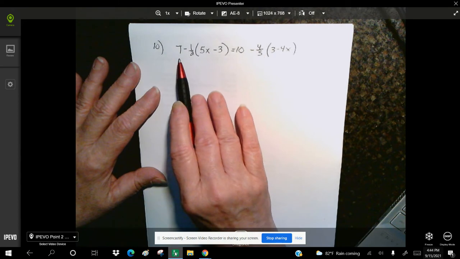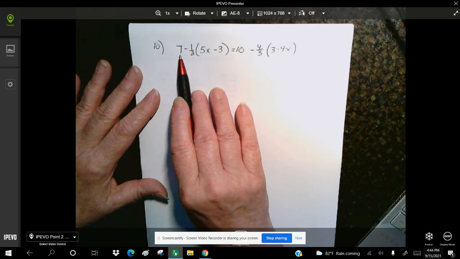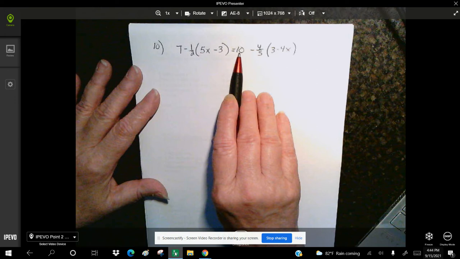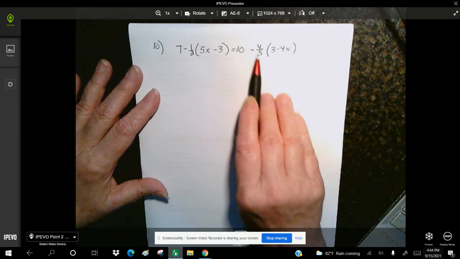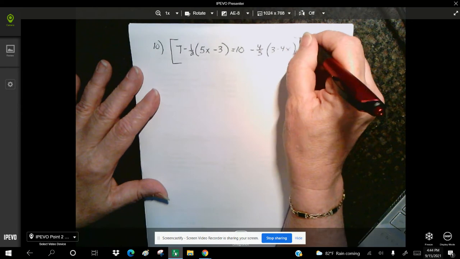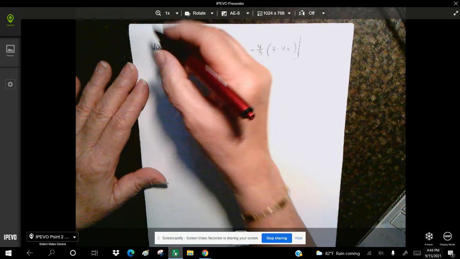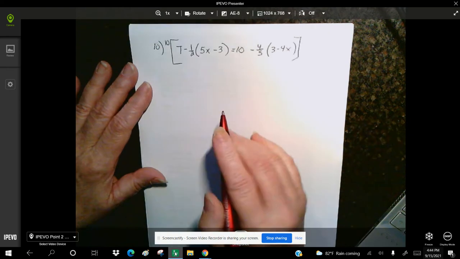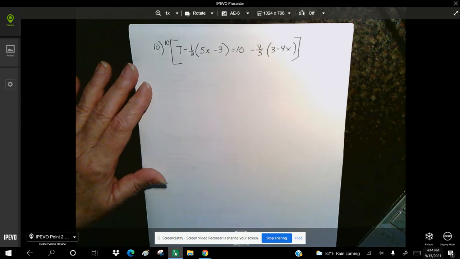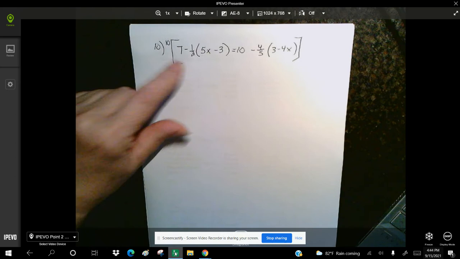First of all, a term is defined as anything that's added or subtracted together. So the 7 is a term, this whole thing is a term, the 10 is a term, and this whole thing is a term. So we have 4 terms here. If I take this whole equation, I'm going to multiply it by a common denominator, which in this case would be 10. Between the 5 and the 5 and the 2, my common denominator is 10. So now I'm going to multiply every single term by that 10.